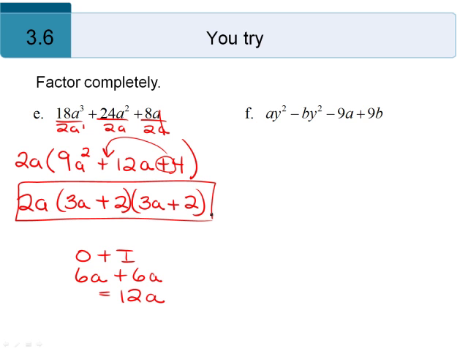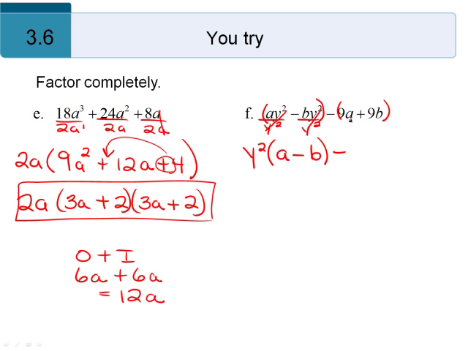All right, letter F. You've got 4 terms there, and there's not a GCF all the way through, so this is grouping. So we're going to group the first 2 and the last 2. In the first 2 terms, y squared is going to be our common factor. So divide by y squared. The y squares cancel and we get a, minus, the y squares cancel on the second term and we just get b. Now bring down that minus sign.